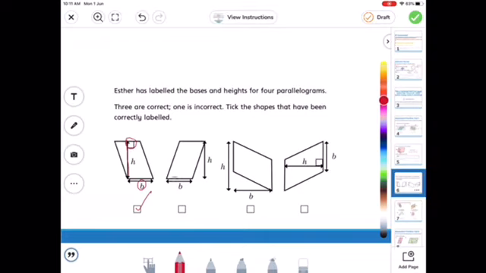Let's have a look here. We've got the base in the right place, and the height, which is going to the top of the mountain. Now, don't be confused that the height isn't on the inside of the shape.